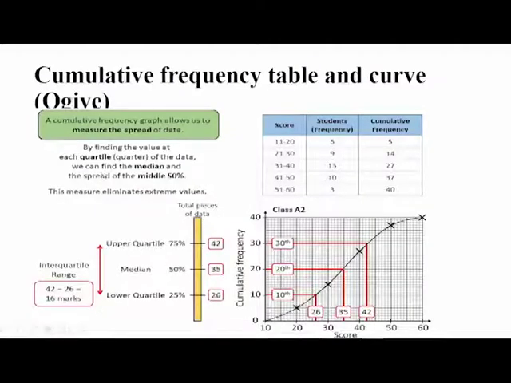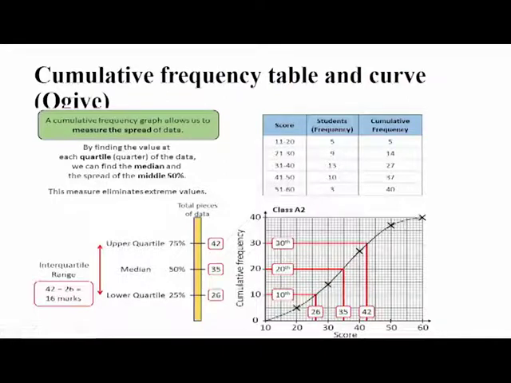Under this chapter, I want us to look at the cumulative frequency table and the curve, which is called the ogive. Most of you do not know how to work this out. A cumulative frequency graph allows us to measure the spread of data by finding the value at each quarter of the data. We can find the median and the interquartile range. These are the things we normally look at when it comes to the frequency curve.